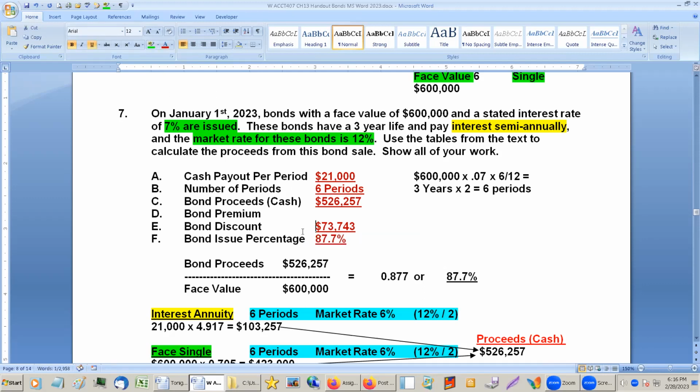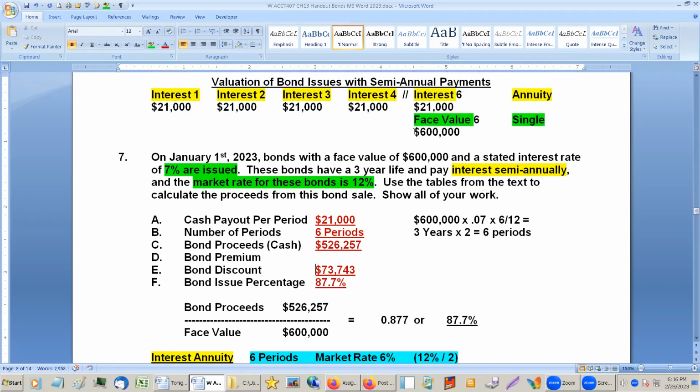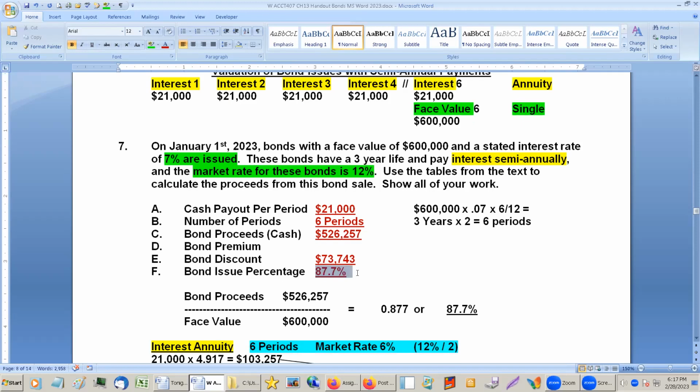And the reason why you get this issue percentage is because people are going to be buying different amounts of these bonds. There's 600,000, maybe someone buys 10,000, someone buys 20,000, and so on. So you've got to know how much they're going to pay. Well, they're going to pay 87% of whatever face value they buy. So if they bought 100,000, they would pay 87,700.